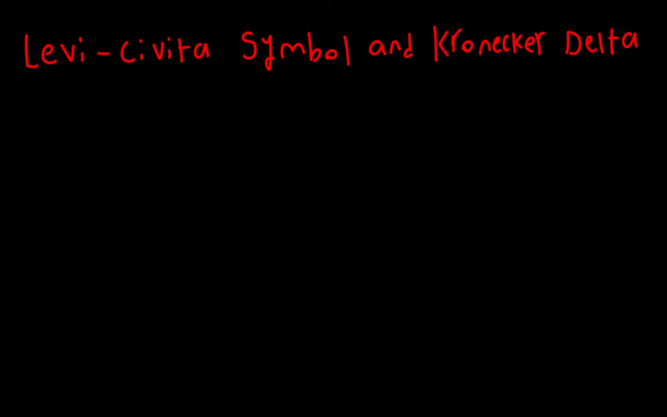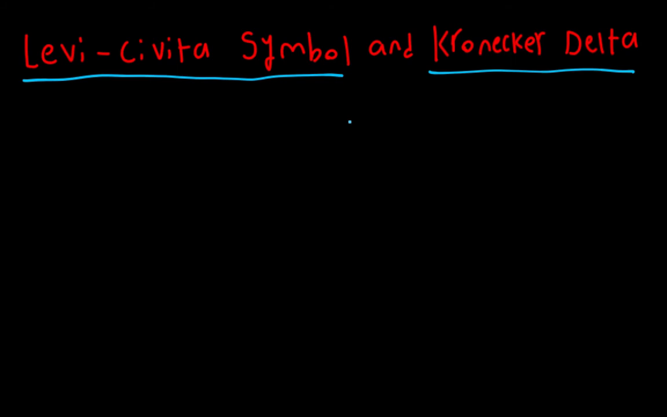All right, so today I'm going to briefly be going over the Levi-Civita symbol and Kronecker delta. Now, these are terms you typically learn in multivariable calculus, and they typically are used in applied math. So I'm not going to go over too much what these are and how they relate to the cross product and whatnot, but I will go over how you can solve basic problems using these terms.